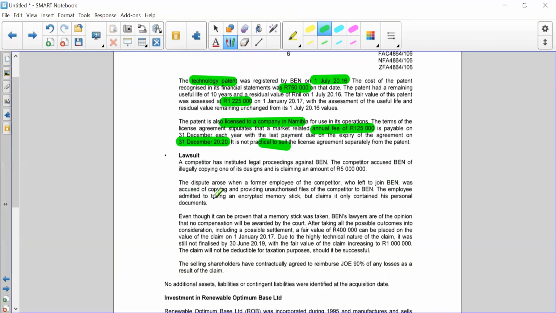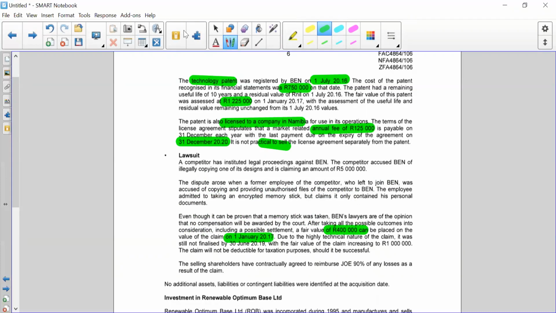The employee admitted to taking the encrypted memory sticks, but claims that it only contained his personal documents. So even though it can be proven that the memory stick was taken, Ben's lawyers are of the opinion that there's going to be no compensation awarded in court. And after taking into account all possible outcomes, including the settlement, we would then have a fair value of 400,000 to be placed on this liability at the acquisition date.